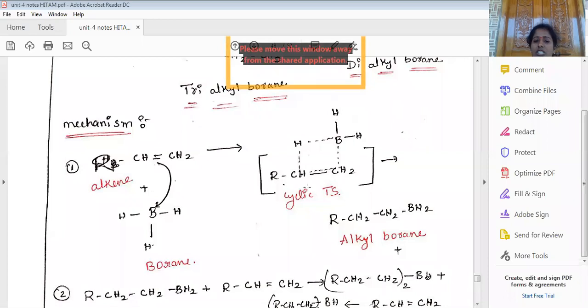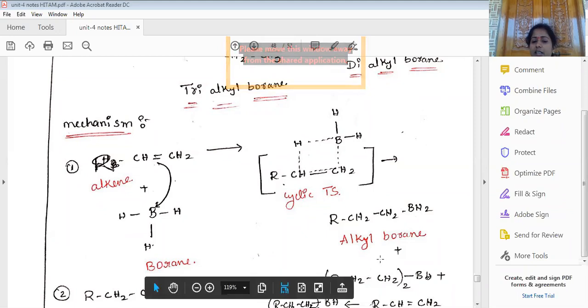This total structure is represented as a transition state, because we can't isolate this compound. It is just a hypothesis: within a short time this cyclic compound is formed and immediately converted into the product. What is the product? One side hydrogen is added, and on the other side a BH2 group is added. This is alkyl borane. In the next step, another alkyl group is added here, so that it becomes trialkyl borane.